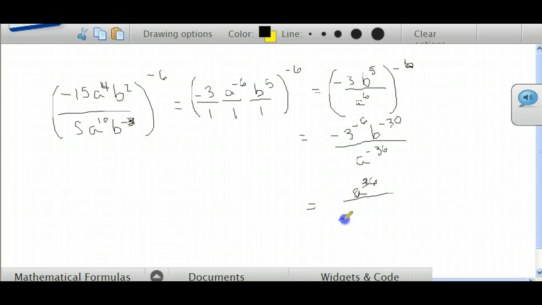Negative 3 to the what? Is it the same answer I got for the other one? Yep. So this is the other way. Some people are going to like this way, and some people are going to like the other way.